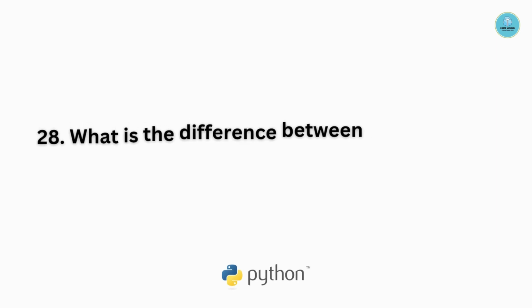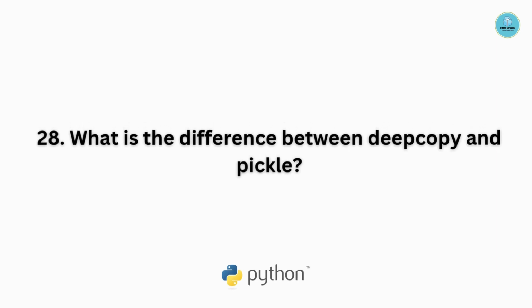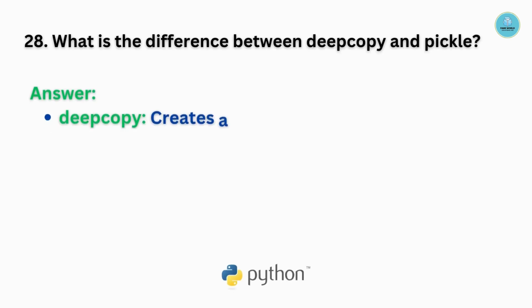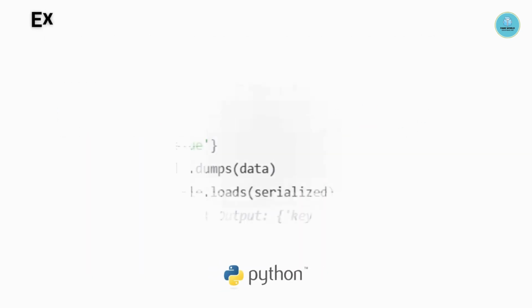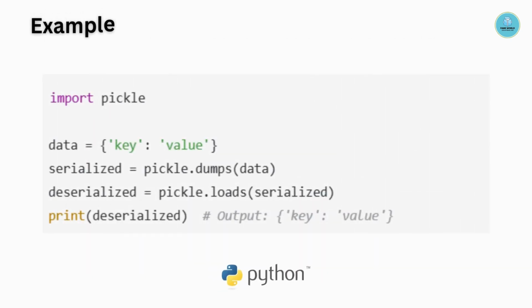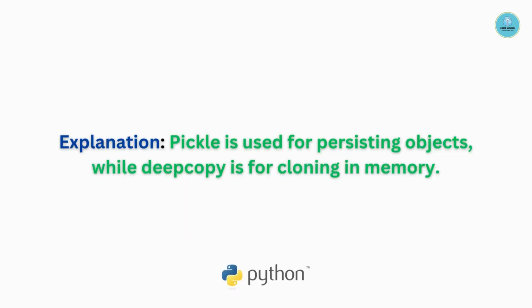Question number 28. What is the difference between deep copy and pickle? Deep copy creates a recursive copy of objects, whereas pickle serializes and deserializes Python objects to or from a byte stream. Example is as follows. Pickle is used for persisting objects, while deep copy is for cloning in memory.